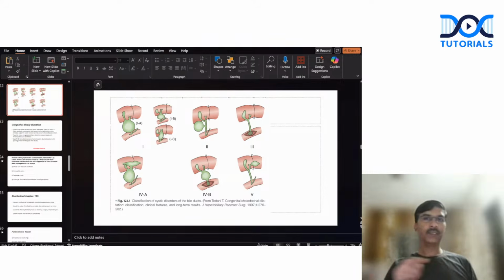So perihilar cholangiocarcinoma starts from the junction of the cystic duct with the CBD. The CHD is completely a perihilar region. The hilum is a perihilar region. The right duct till it splits into right anterior and posterior is a perihilar region. The left duct till it splits into segment 4 and the common 2 and 3 duct is a perihilar region.